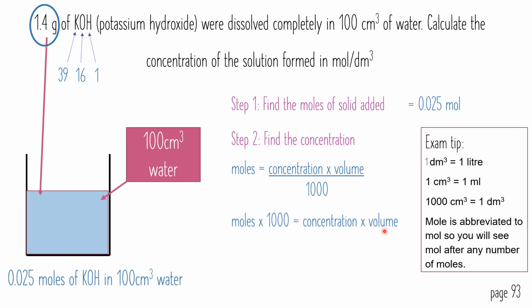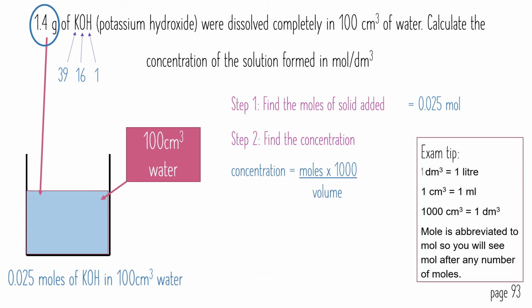Now, concentration is not by itself yet, so I have to do another step. I'm going to take volume and put it over the other side. It's going to change sign. Instead of being multiplied by, the opposite of that is divide. So it's going to be moles times 1000 divided by volume will get me concentration. So this is the calculation I have to do to get my answer here.